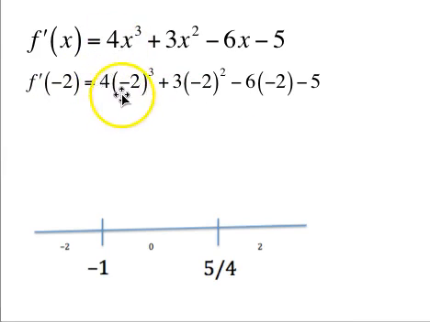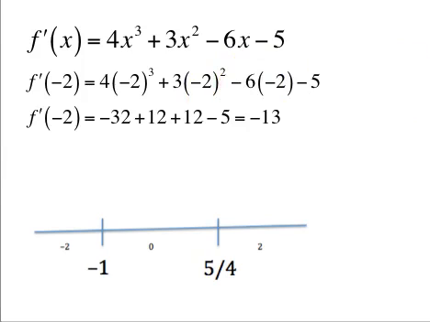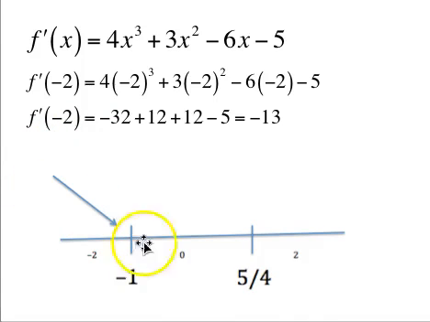f prime of -2, 4 times -2 cubed, plus 3 times -2 squared, minus 6 times -2 minus 5. -8 times 4, -32. 3 times 4 is 12, plus 12 minus 5. What is that going to give us? -32 plus 12 plus 12 minus 5, which is -13. So at -2, the derivative is negative, so the function is decreasing. We draw that arrow.